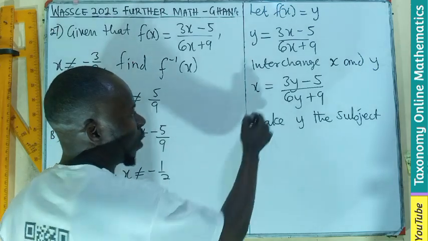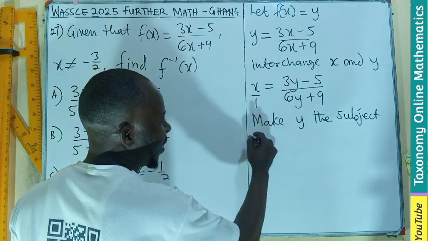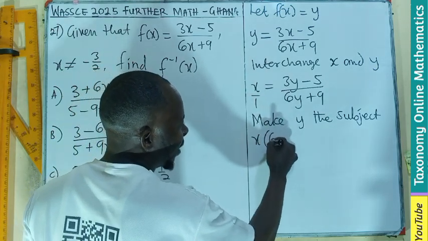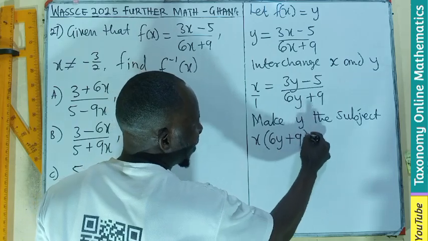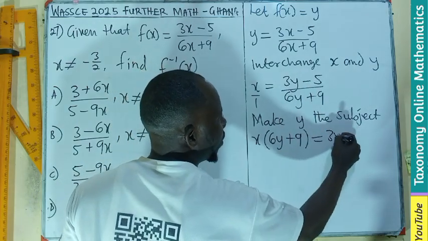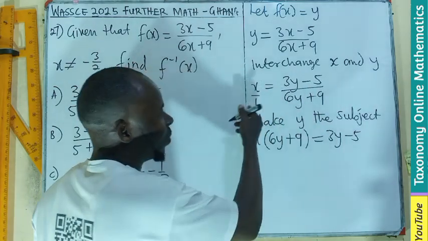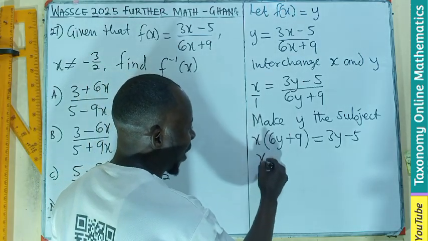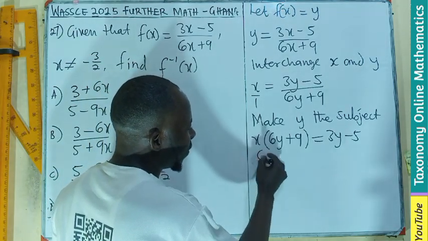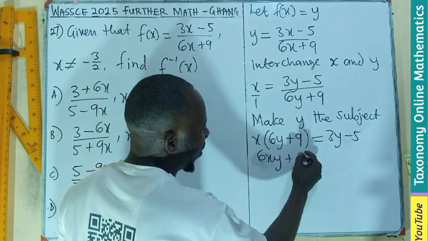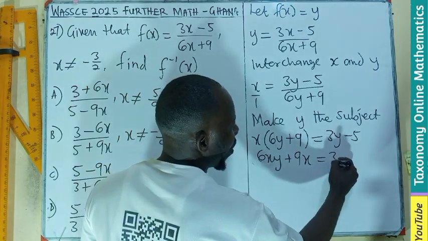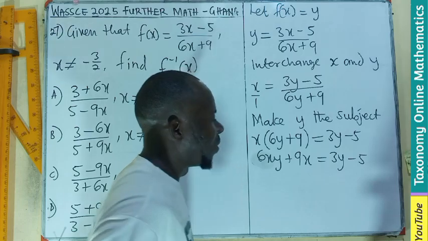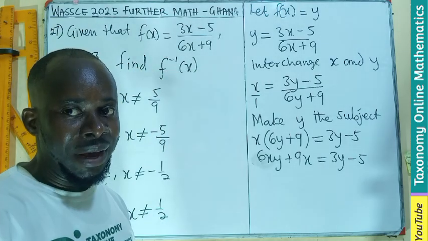So in this case, we cross multiply. So we have x multiplying (6y + 9) equals (3y - 5) multiplying 1, remaining the same. So we expand this bracket to have 6xy + 9x equals 3y - 5. Remember, it is y you are making the subject.